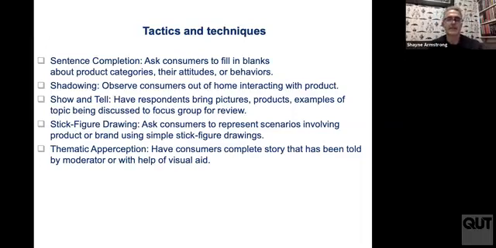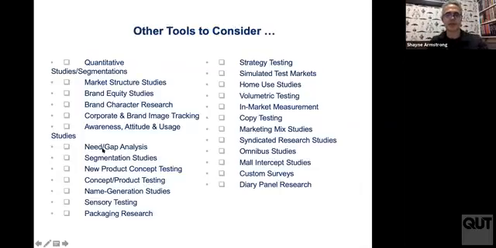And then thematic apperception is having consumers complete a story that's been told by a moderator with the help of a visual aid. So they might show someone using the product and ask, what do you think happens after this? Someone wears our deodorant. Do you think they're going to be lucky in love as a result? Or what do you think is going to happen next? Okay, there's a bunch of things I won't run through now. You can just read through that in your own time.